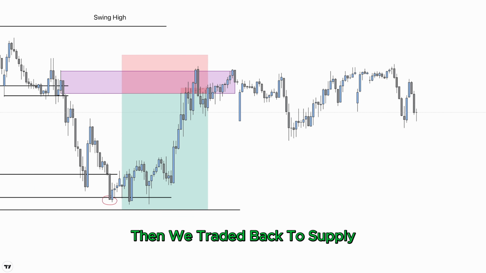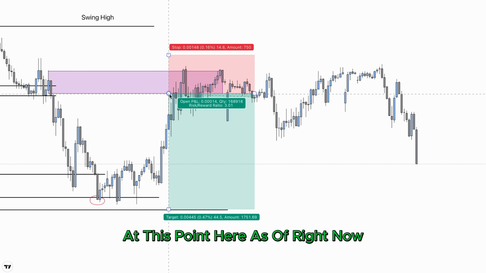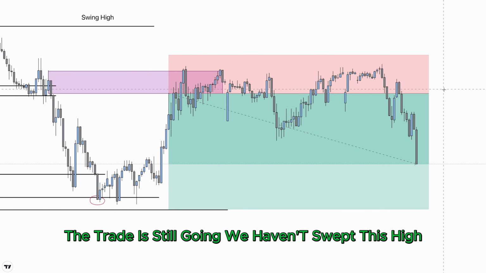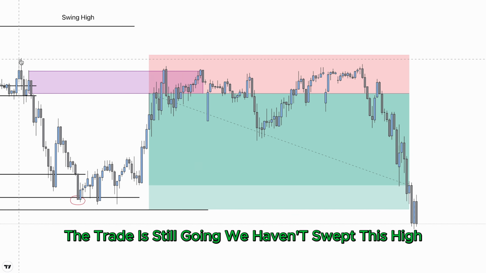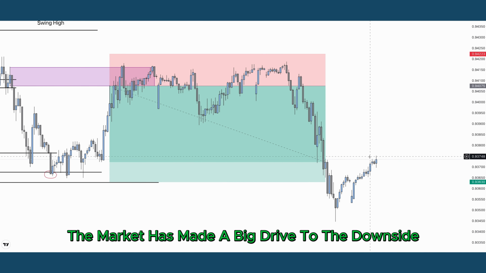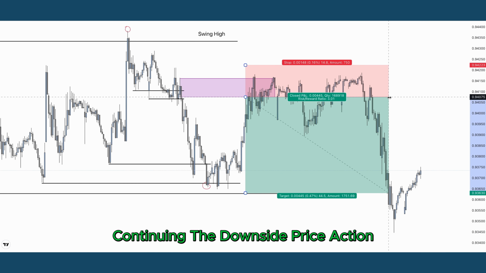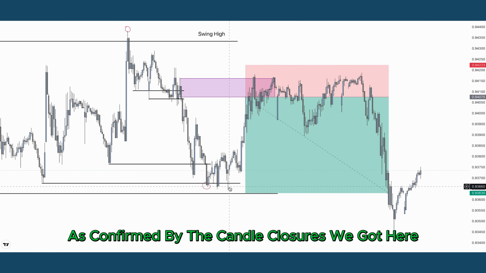Then we traded back to supply. We hit the supply zone. We got triggered into the position at this point here. As of right now, the trade is still going. We haven't swept this high, which is where our stop loss would be. And then you can see that the market has made a big drive to the downside to fill that target, continuing the downside price action as confirmed by the candle closures we got here.